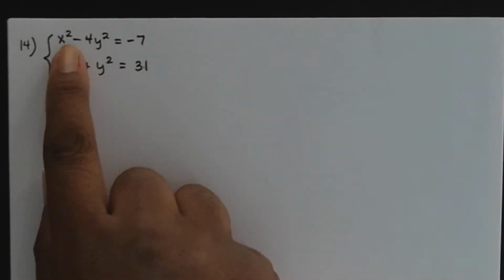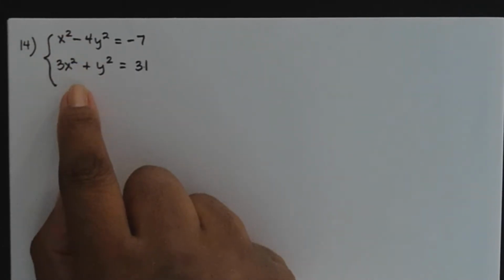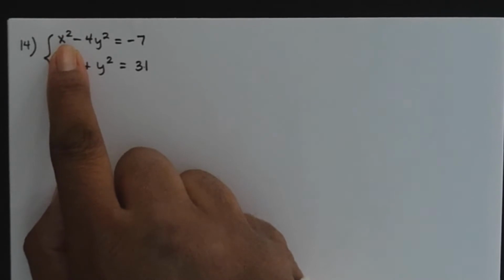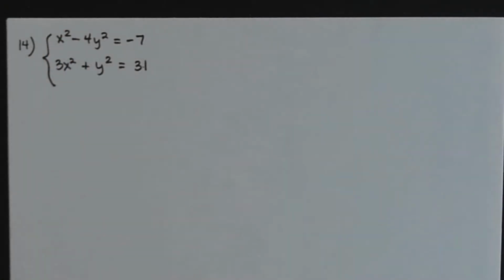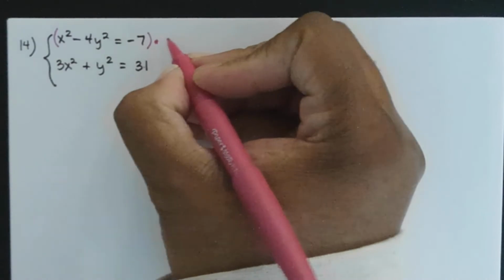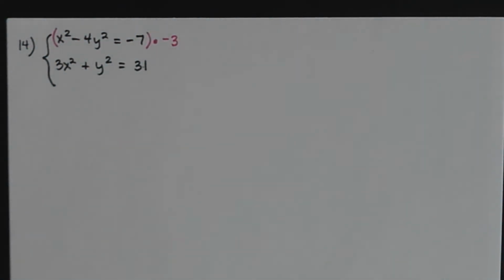So in class, I was trying to eliminate the x squares, okay? So what I was trying to do is make that x squared a 3x squared, and I want that to be the opposite of that, so I can eliminate those x squares. So to do that, I have to multiply that top equation by negative 3. Here's what I will have.